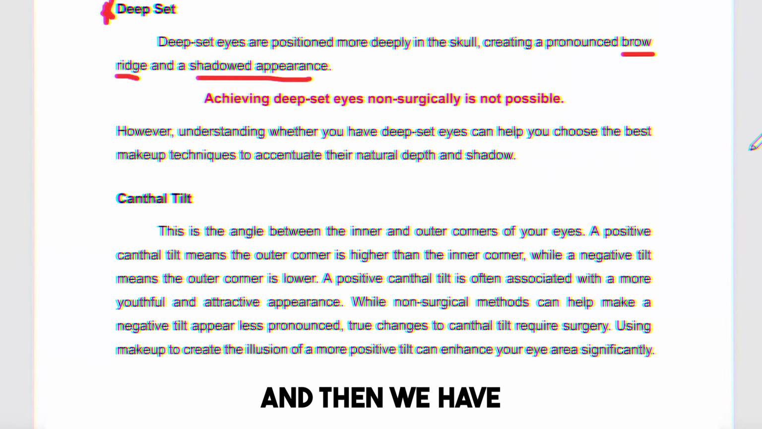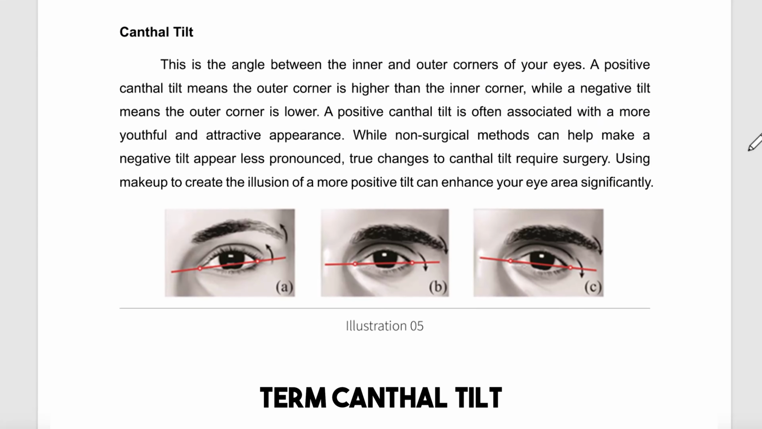And then we have the infamous term canthal tilt. It's pretty much gone viral on TikTok for the wrong reasons, right? This is not to be exaggerated, but the angle between the inner and outer corners of your eyes is going to deduce your canthal tilt. We can see the pictures here.